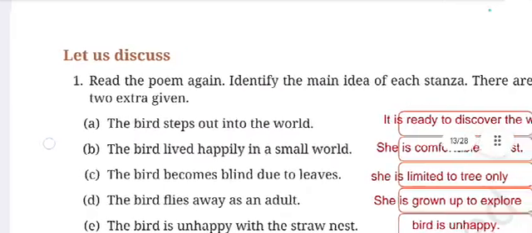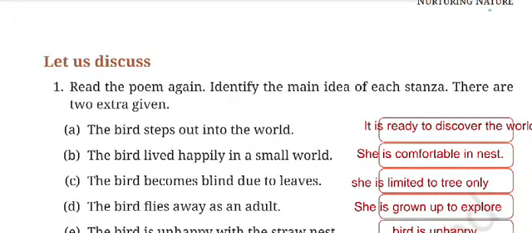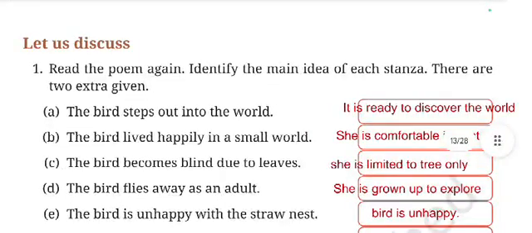Now, question answers. Let us discuss. Read the poem again. Identify the main idea of each stanza. There are two extra given. The bird steps out into the world. It is ready to discover the world.